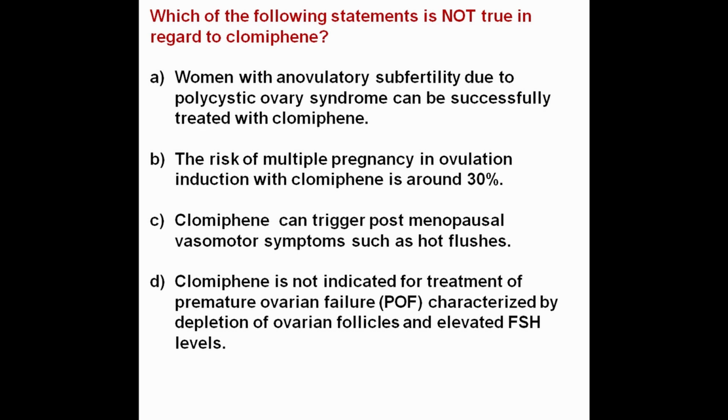C, clomiphene can trigger post-menopausal vasomotor symptoms such as hot flashes. This is true because it has anti-estrogenic effects. D, clomiphene is not indicated for the treatment of premature ovarian failure characterized by depletion of ovarian follicles and elevated FSH levels. This is true because where there are no ovarian follicles, such as in premature menopause, then clomiphene will not have an effect because it works through stimulation of maturation of ovarian follicles. So if ovarian follicles are not there in the first place, then clomiphene will not be helpful.